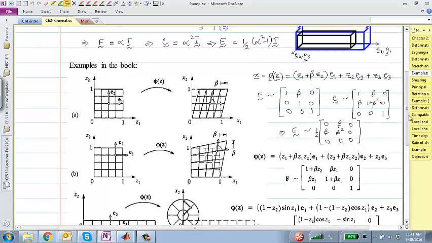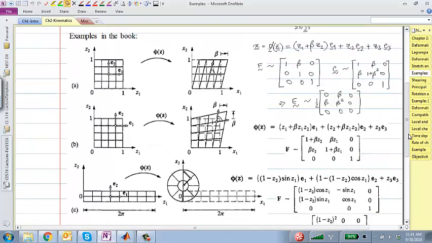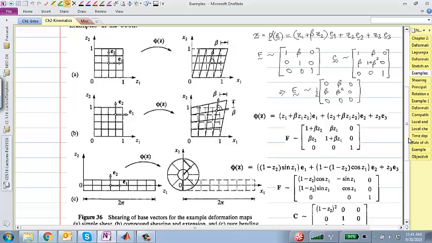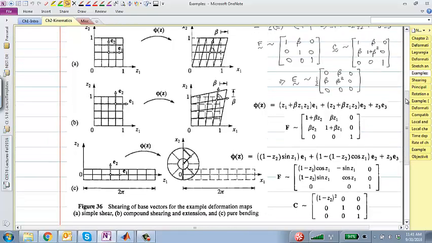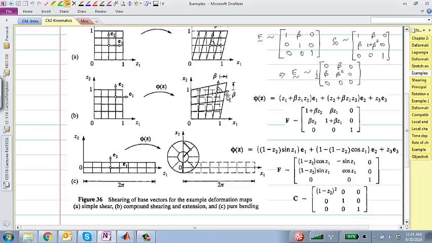We looked at the uniform expansion, and we were looking at some of these examples from the book. So the first one was a simple shear example where you take the top edge and shift it by some amount beta. And we found the F, C, and E tensors for that. Another one is if you have uneven stretching in the two directions. In this case, would the F tensor be uniform?